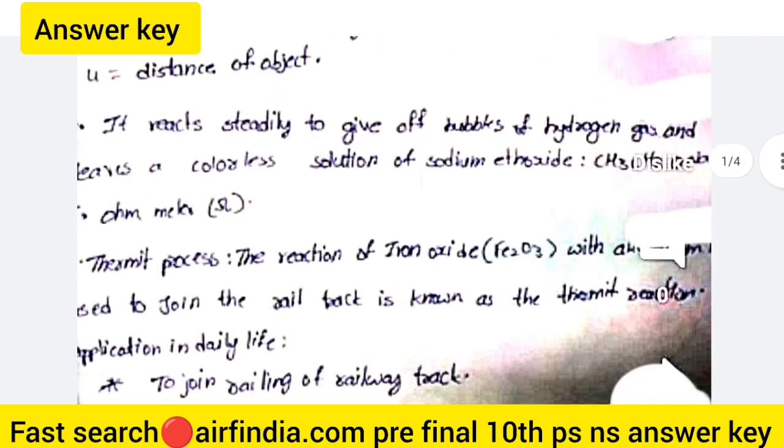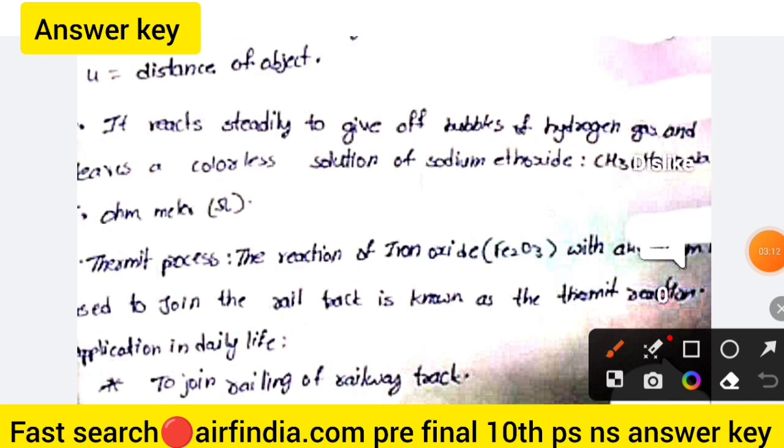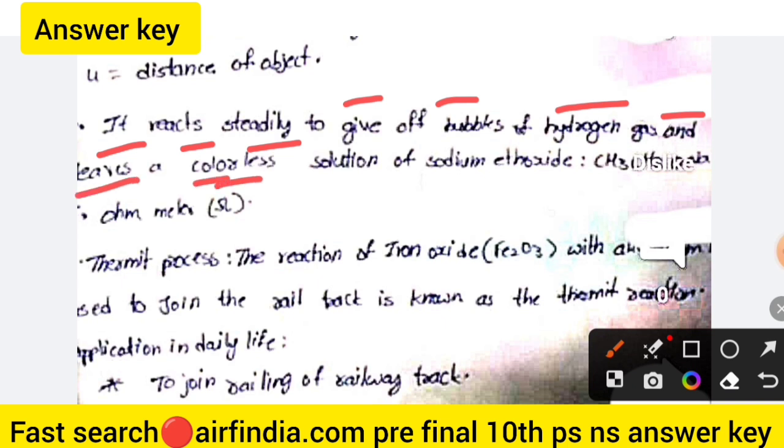And the next is: it reacts steadily to give off bubbles of hydrogen gas and leaves a colorless solution of sodium chloride.